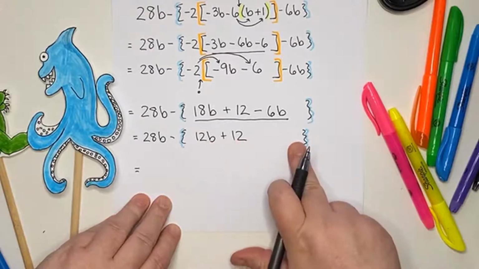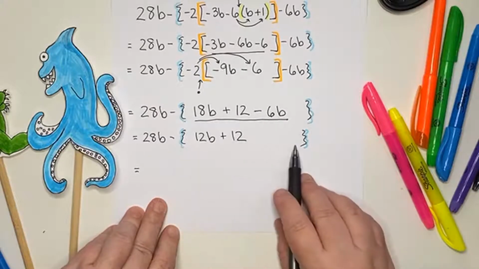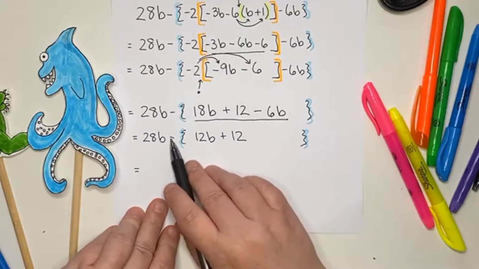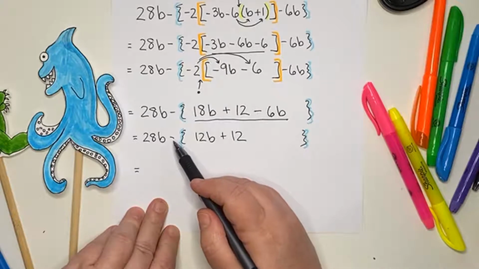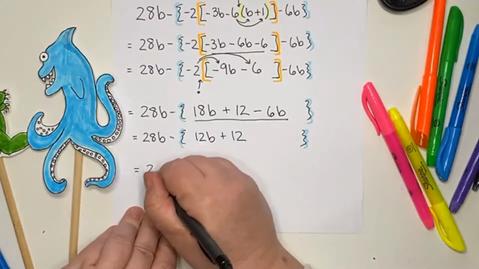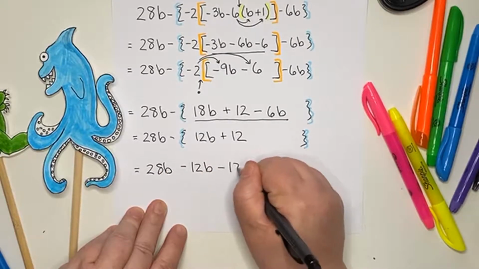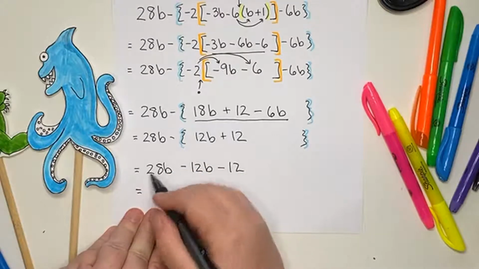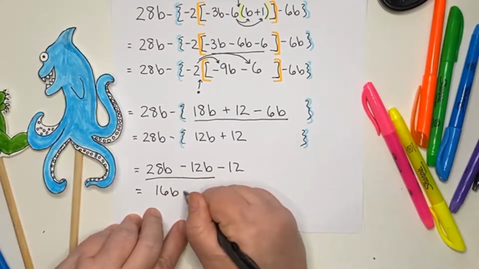Okay, next step. Everything inside is taken care of. So now I look outside and I see there's a minus here, and this minus affects all of these. So you can think of this as the opposite of everything. So the opposite of this or the opposite of that, or some people prefer to think of this as a -1 that distributes through. Either way, you're going to have 28b minus 12b minus 12. So far, so good? And then finally, I can combine 28b minus 12b, and I think I get 16b minus 12.